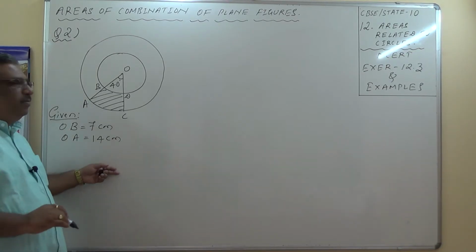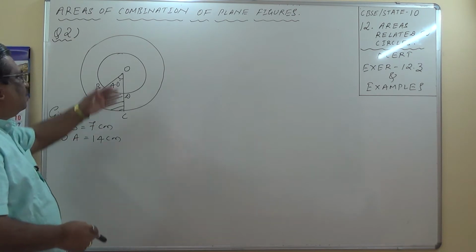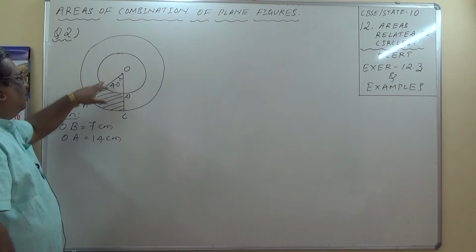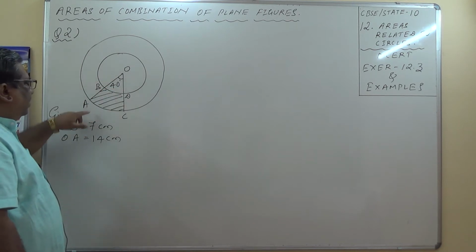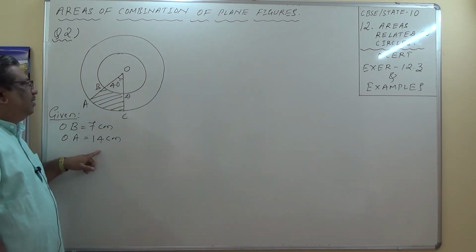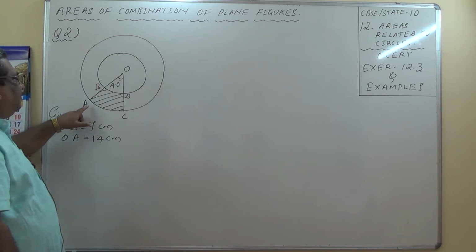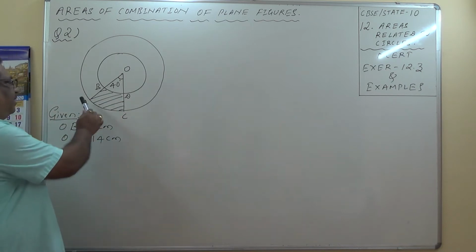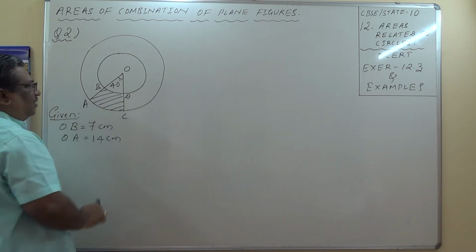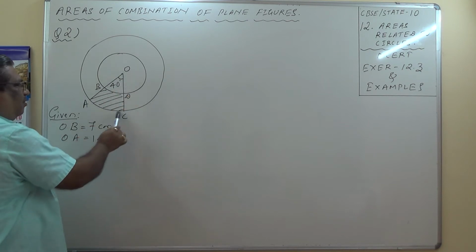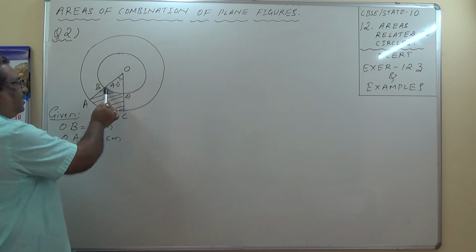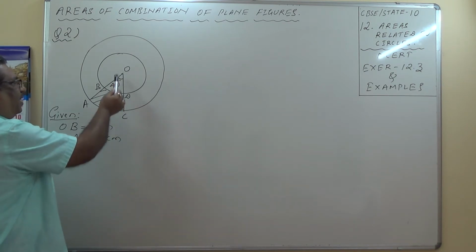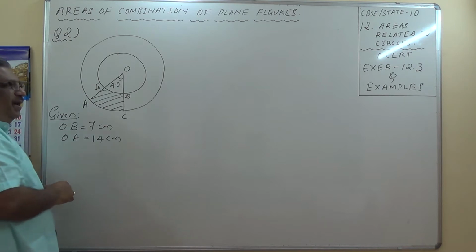This is the diagram given. Two concentric circles of radii 7 and 14 cm, OB equals 7 cm and OA equals 14 cm. So we need to find out the area of the shaded region ABDC. The area of the shaded region ABDC is equal to the area of the sector OAC minus the area of the sector OBD. So let us find the area of the sector OAC first, and then the area of the sector OBD.